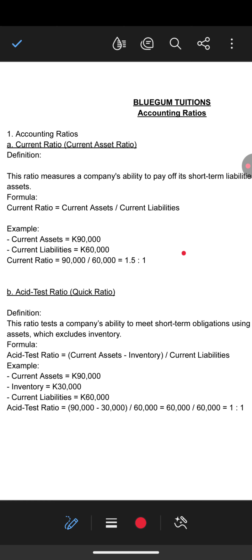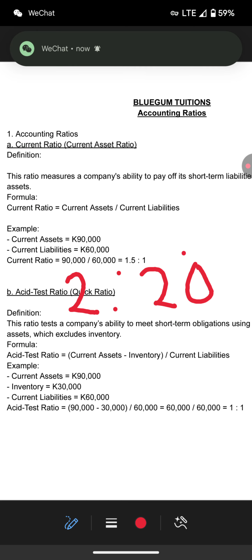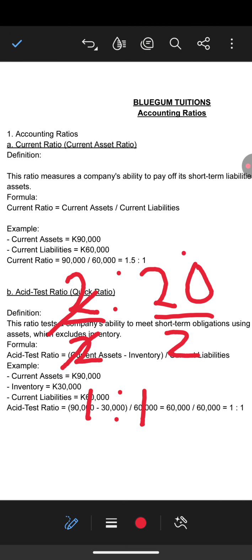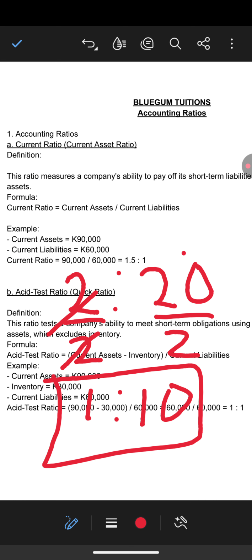Okay, so let's say in the example I'm giving, the current assets is 2 kwacha, then the current liabilities is 20 kwacha. So you look for the smaller number between the two. In this case, it's 2, right? So you divide both sides by the smaller number. So it will be 1. 20 divided by 2, it's 10. So this is the current ratio.